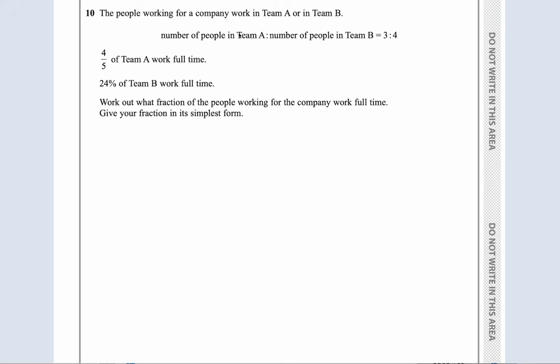So A to B is 3 to 4. So I'm going to add 3 and 4. 3 plus 4 equals 7. So 3/7 of the people, 3/7 of all the people work in Team A, and 4/7 in Team B.